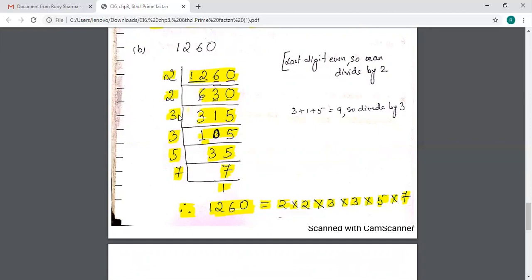2 into 2 into 3 into 3 into 5 into 7. So this is what we write here. We don't write 1 because it is not a prime factor. So in HCF, when there are no common factors, then 1 is ultimately going to be the common factor. That I'll explain to you when we do HCF. But in prime factorization, we omit 1 because it is not a prime number. So we just write the rest.